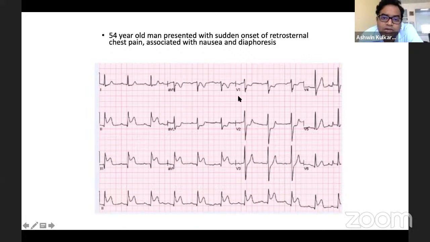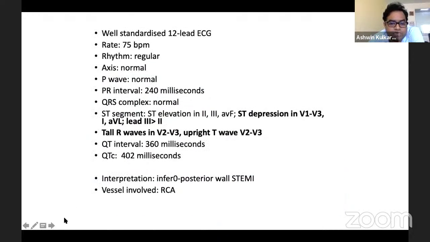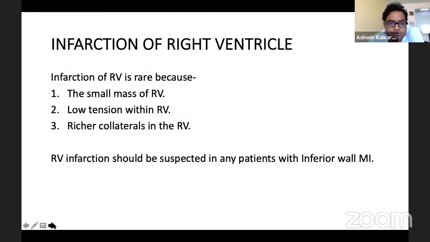So immediately look at V1. If V1 is showing R by S of more than 1, ST depression and upright T wave, this is a typical picture of a proximal RCA occlusion with inferior wall MI and posterior wall MI. As I mentioned here, same thing, the vessel involved is the right coronary artery.